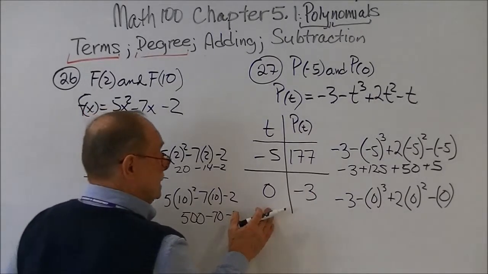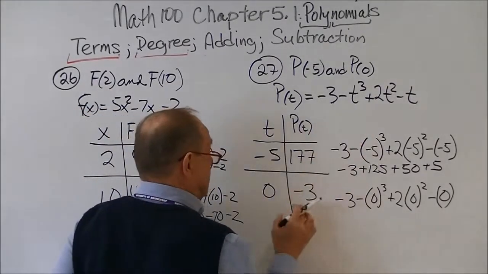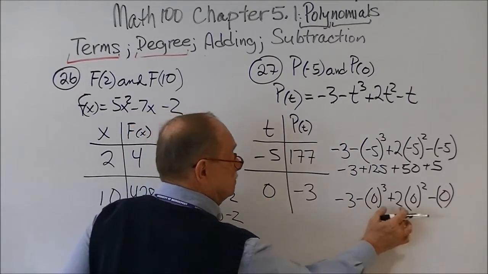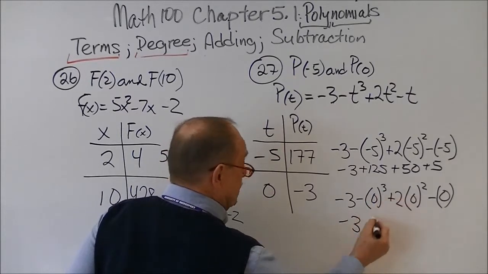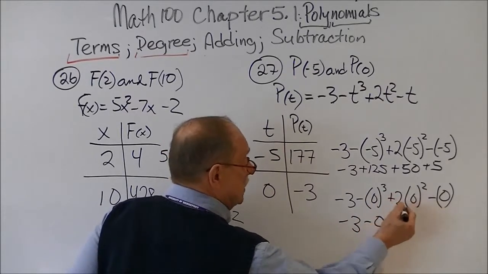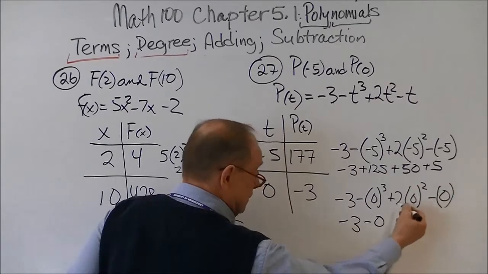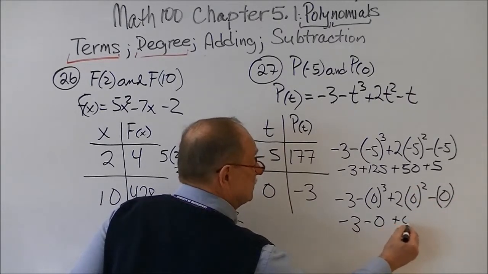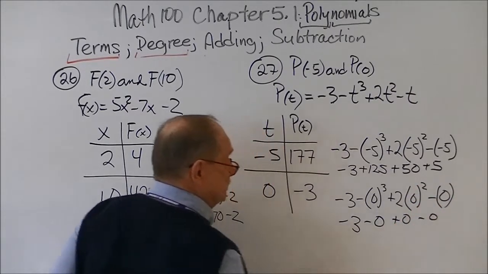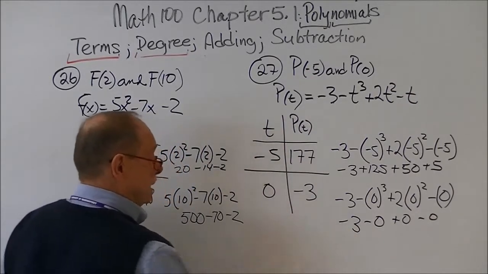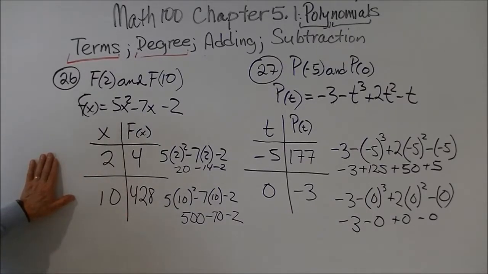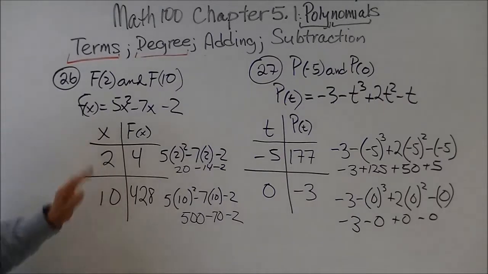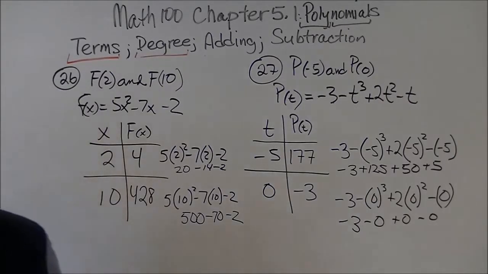This one's a little easy because we're going to replace t with a 0, which is what I've done. So this is negative 3. This is negative 0. Squaring a 0 is 0. 2 times 0 is 0. And this is 0. So we end up with a negative 3. Again, lots of stuff here. And as you do your practice and later the quiz, that'll be your test to see how well you do on it.